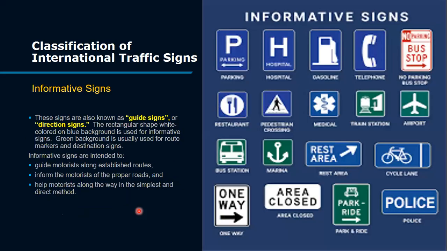And the other one is the informative signs. These signs are also known as the guide signs or direction signs. The rectangular shape, white colored and blue background is used for informative signs. Green background is usually used for route markers and destination signs. Informative signs are intended to guide the motorists along established routes, inform the motorists of the proper roads, and help motorists along the way in the simplest and most direct method.